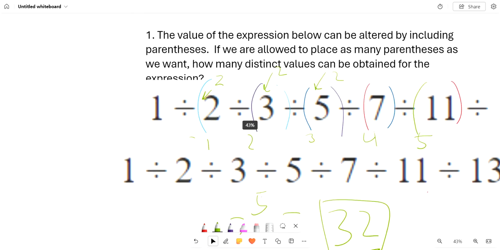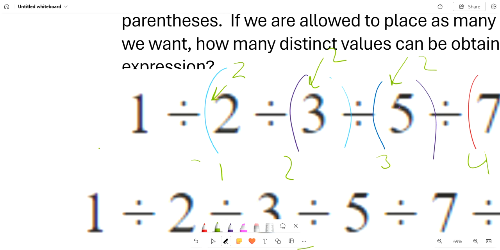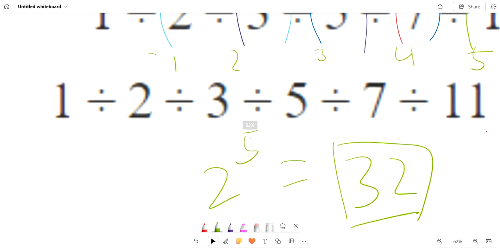So also just keep in mind that the pair with 1, this doesn't count because it's by default already going to go first. So therefore, we don't have to include it.